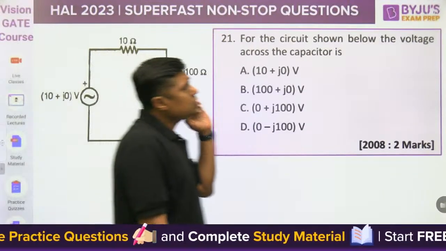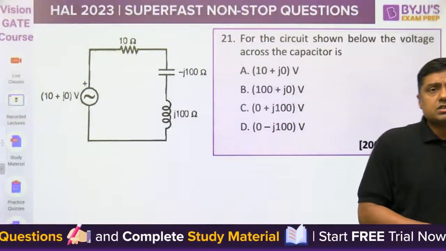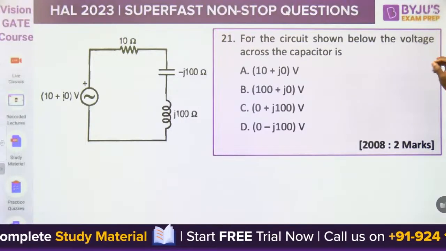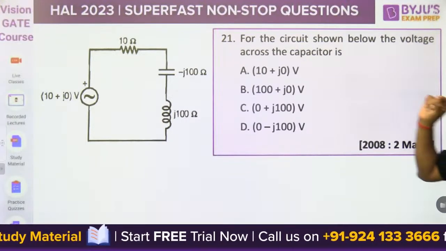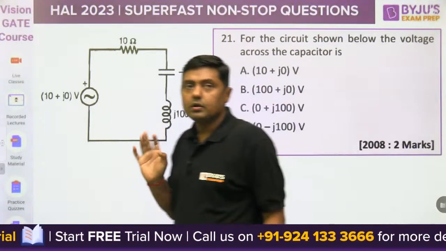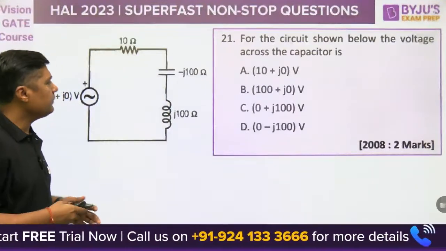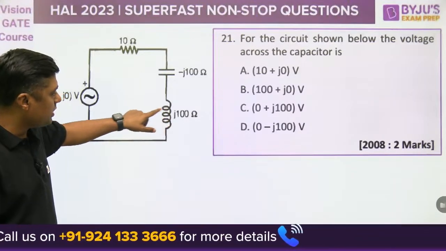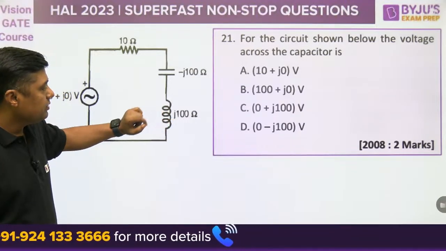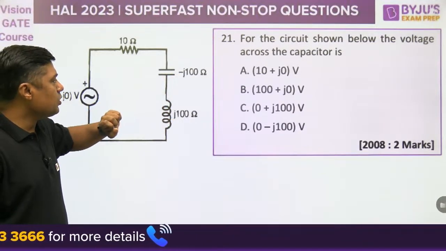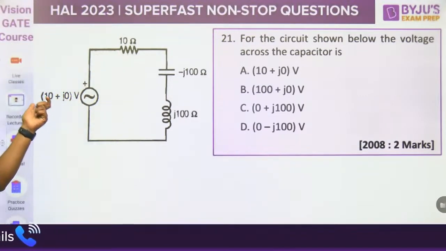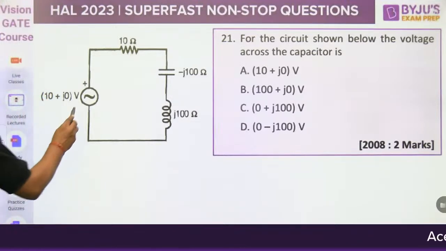For the circuit shown below, watch this third question. For the circuit shown below, what is the voltage across the capacitor? This is given as minus J100, this is J100. What is the impedance because of the inductor? J100 ohm. What is the impedance because of the capacitor? Minus J100 ohm. And this is the 10 ohm. The voltage given is 10 volt with 0 phase.